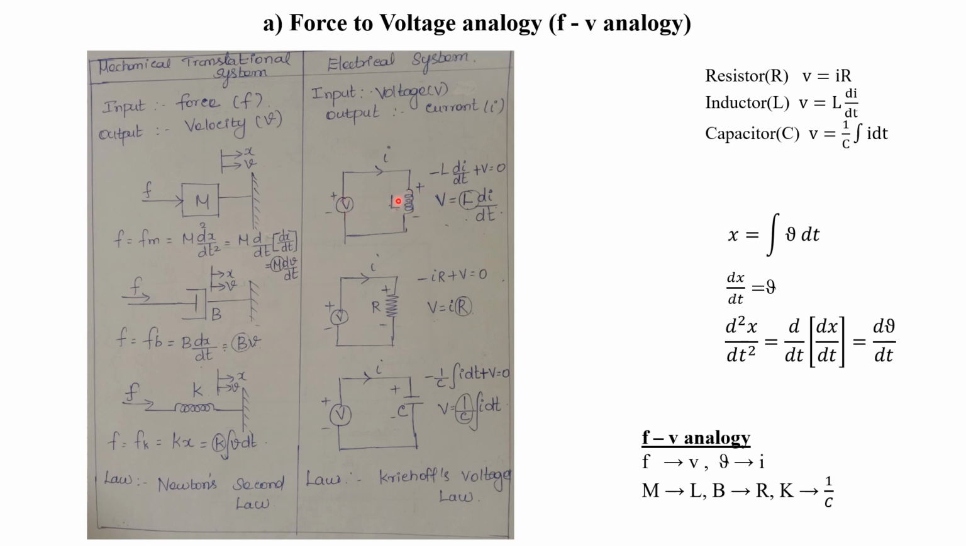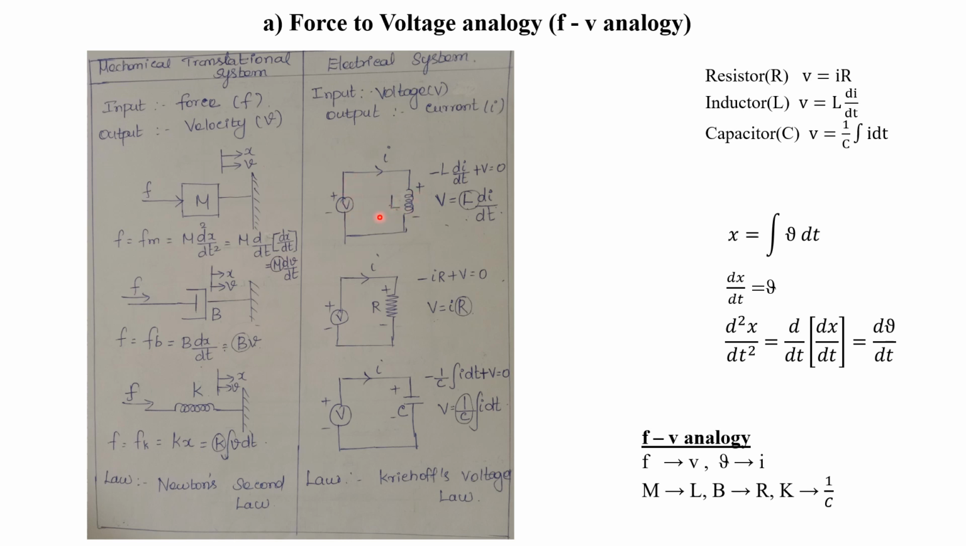Now what about the input signal? Input will be a voltage, isn't it? So here we have to connect a voltage source. Due to the voltage there will be a current I flowing through the inductor L. Now this is a closed path, isn't it? In the closed path we can apply Kirchhoff's voltage law.